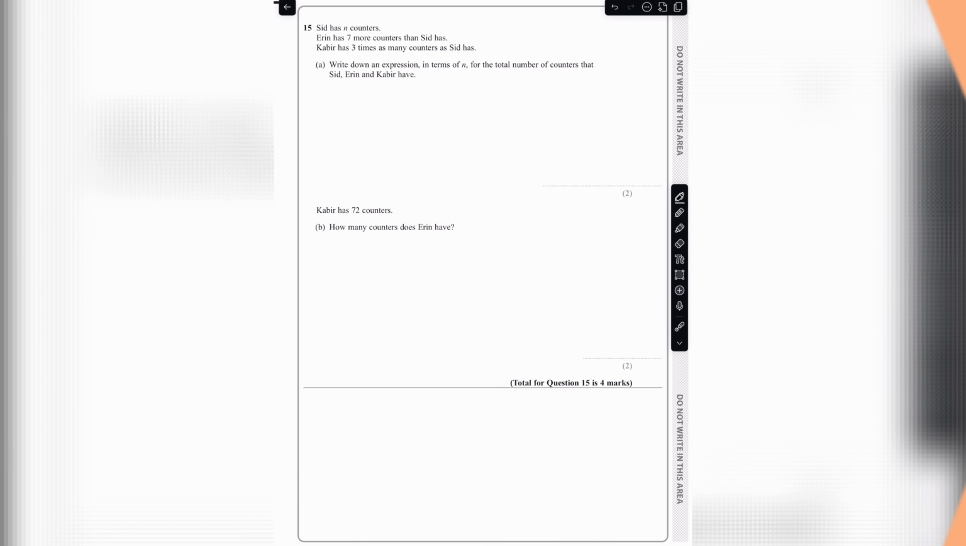from the origin. In question 15, we are told that Sid has n counters, Erin has 7 more counters than Sid has, Kabir has 3 times as many counters as Sid has. Write down an expression in terms of n for the total number of counters that Sid, Erin, and Kabir have. So Erin has 7 more counters than Sid has, so that will simply be n plus 7. And Kabir has 3 times as many counters as Sid has, so that will be 3 times n, which we can also write as 3n. So the total will simply be n plus 7 plus 3n. And when we simplify that, our final expression is 4n plus 7.